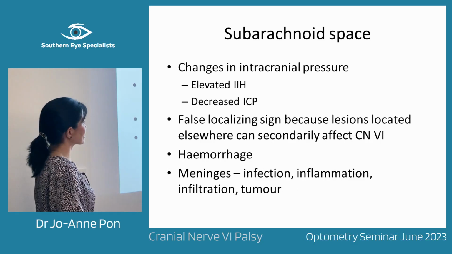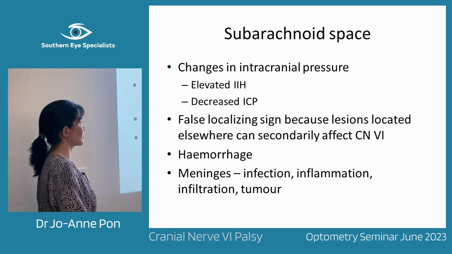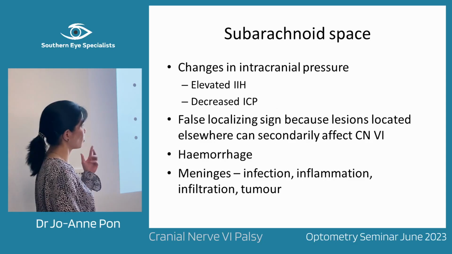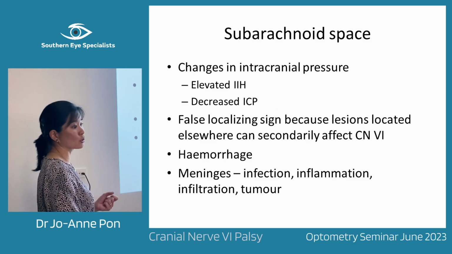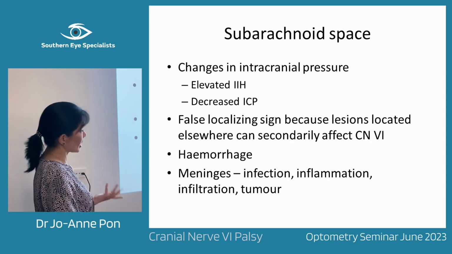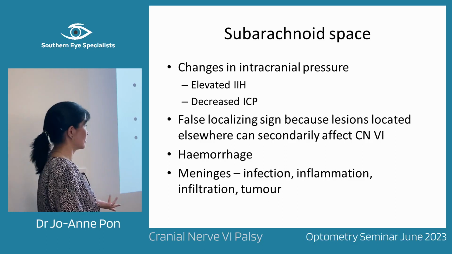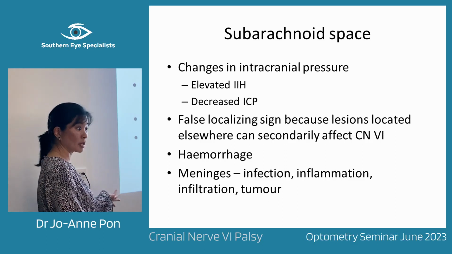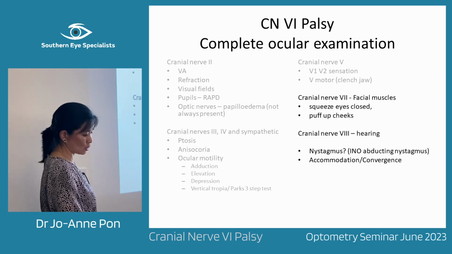But also remember that in this region, it can be unhelpful because it's not isolating exactly where the lesion is. So that's why they call it a false localizing sign, because the lesion can be anywhere, but it's affecting the sixth nerve secondarily. If you have a hemorrhage in the subarachnoid space, or if your meninges are affected in any way, whether it's infection, inflammation, infiltration, meningiomas are quite common, that can affect the sixth nerve.